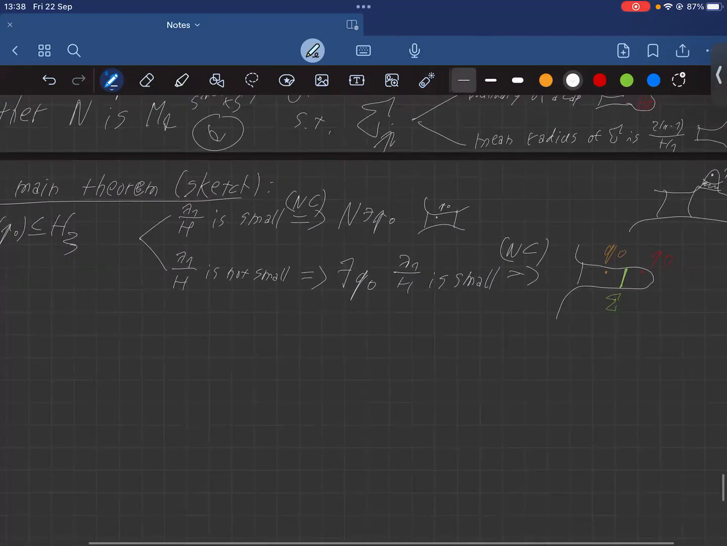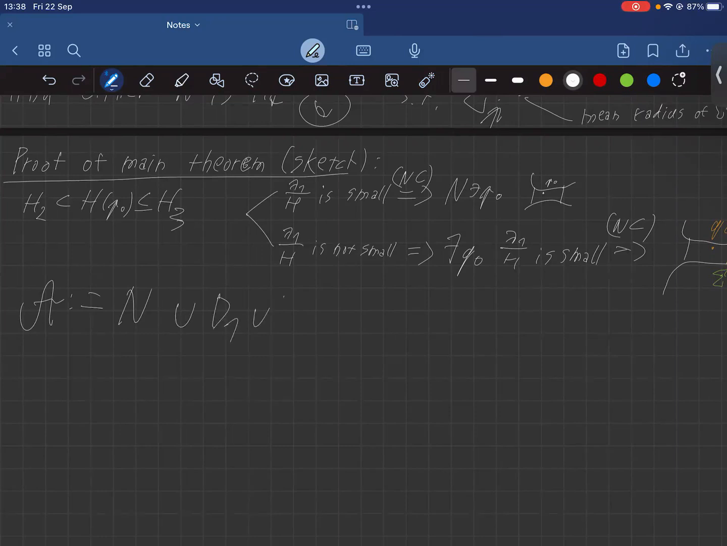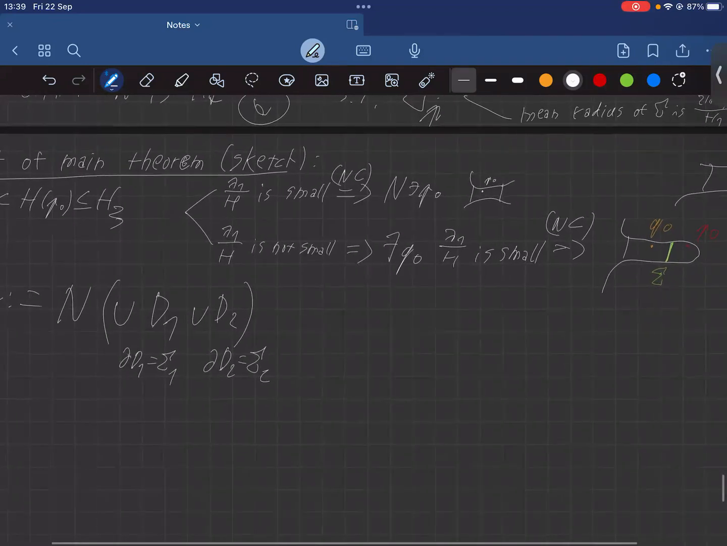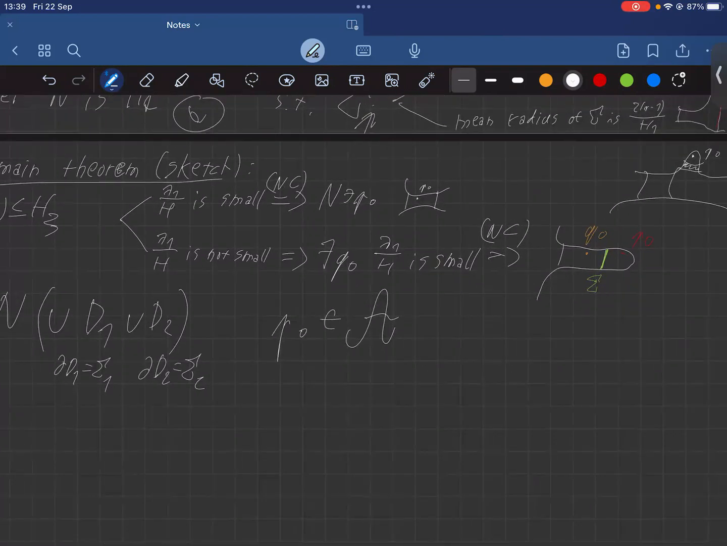Okay, so maybe I'm gonna state it a bit differently. I'm gonna denote A, which is my neck, and I'm gonna attach all the caps if there are any. Of course, it might be the case that there are no such caps. So I mean that the boundary of D1 is sigma 1, boundary of D2 is sigma 2. And I'm basically claiming that P0 is in my A. So either it's in the neck, or it is in the cap we have at the end of our manifold, basically.